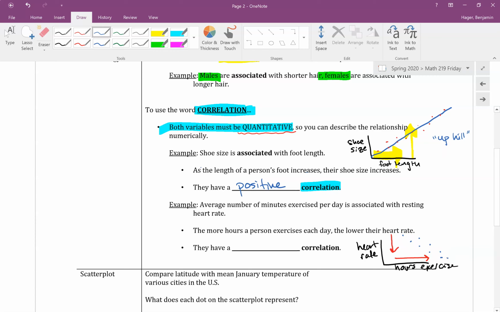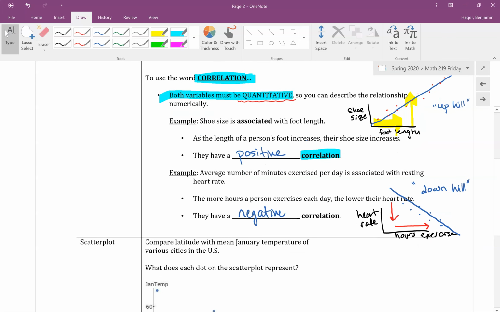If I were to just have a table of data that gave me the hours they exercise and their resting heart rate, we would expect to see that those that exercise more have a lower resting heart rate. And so this thing would be going downhill. So you may have guessed it. If they're asking what type of correlation that is, we would say this is a negative correlation. It's really talking about the slope of the line. Positive correlation has positive slope, negative correlation has negative slope.